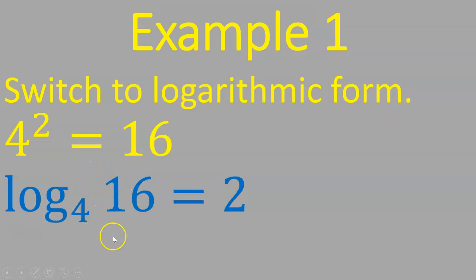This is not to be confused with 4 to the 16th power. What this means is exactly what you see in yellow. Log base 4 of 16, if we didn't know the 2, is asking for the exponent necessary to raise 4 by to make 16. If you ignore the 2 for just a moment, when you see that 4 and that 16 in this configuration, you are looking for an exponent.